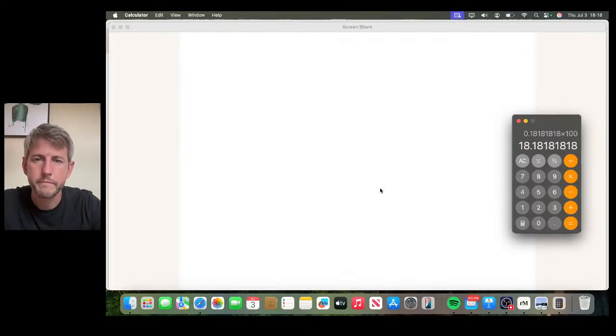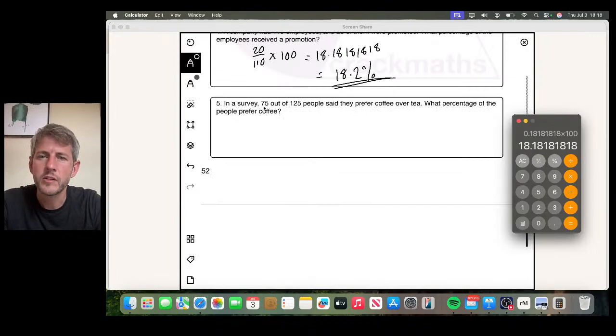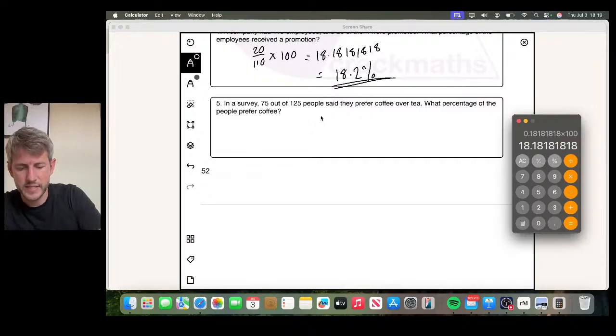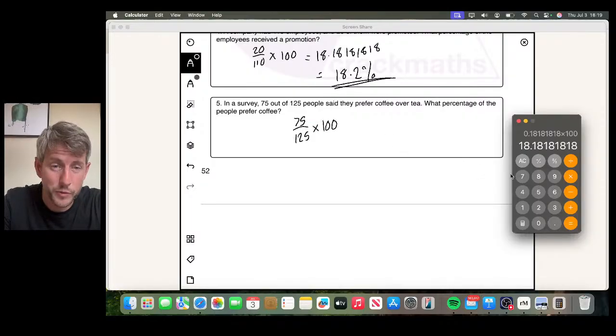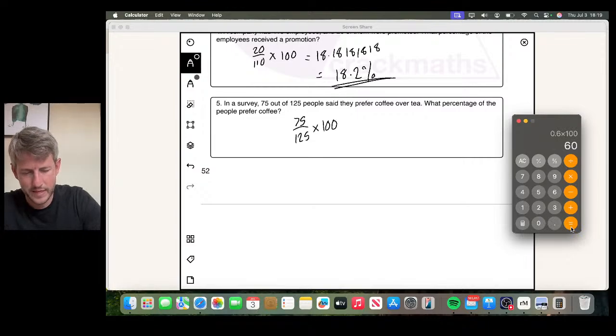Okay, right. In a survey, 75 out of 125 people said they prefer coffee over tea. What percentage of the people prefer coffee? Okay, so that is 75 out of 125 multiplied by 100. So let's work this one out. So we've got here 75 divided by 125 equals this. And then we'll times that by 100. And so that equals 60%.